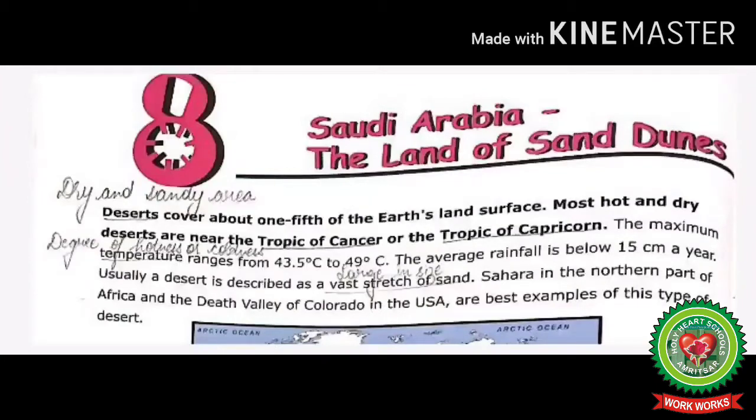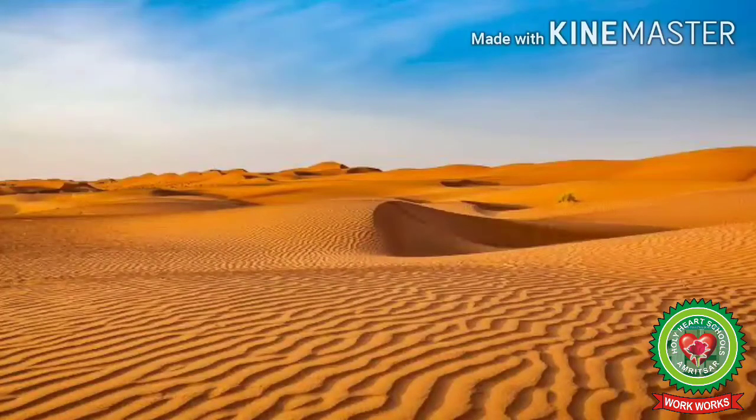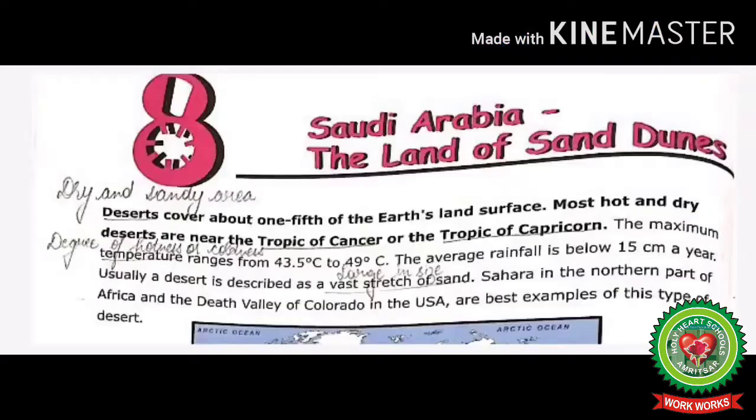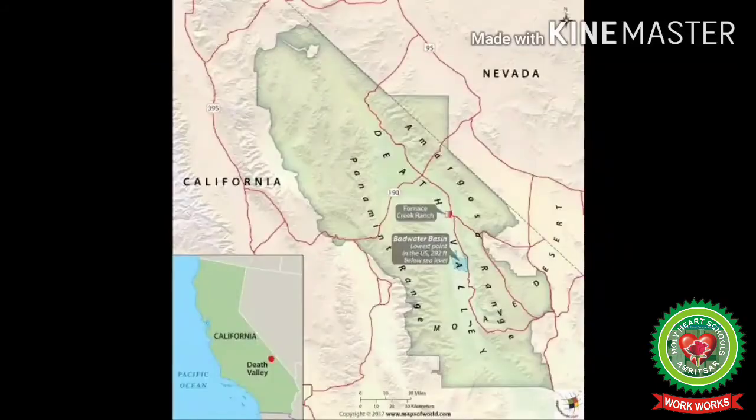Usually a desert is described as a vast stretch of sand. The word vast stretch means large in size. In simple words, a desert is a dry and sandy area. The Sahara in the northern part of Africa and the Death Valley of Colorado in the United States of America are the best examples of this type of desert.